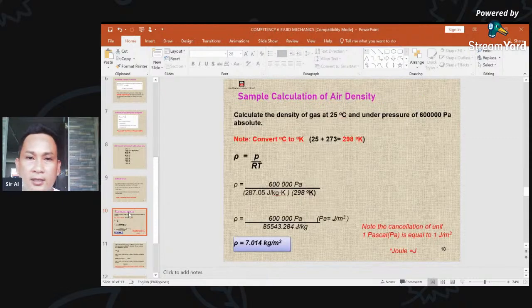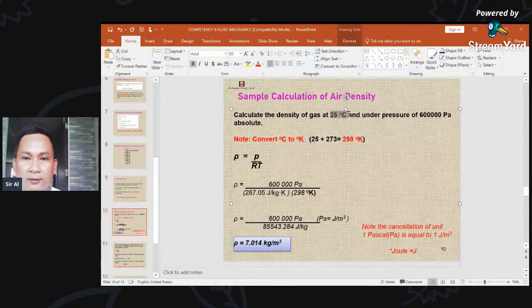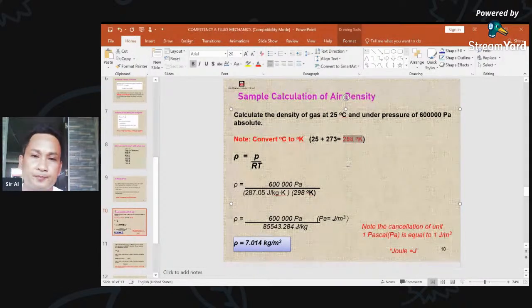Right, so let's have this sample calculation for air density. Calculate the density of gas at 25 degrees Celsius and the pressure is 600,000 Pascal absolute. The first thing that you have to do is to look if there are units that you need to convert. Here, we need to convert the temperature to Kelvin. I've told you just add 273. And here in this problem, the value of the temperature is 298 Kelvin.